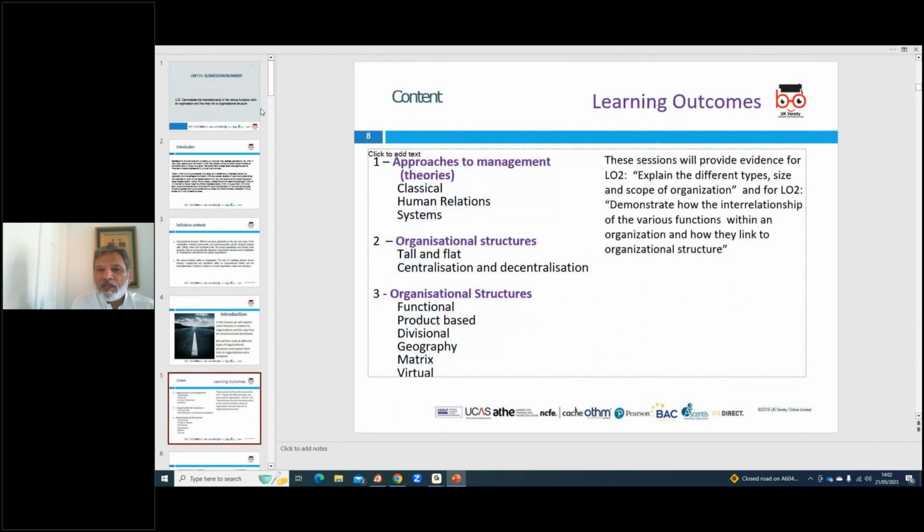First of all, we need to look at the different structures. Before we look at the different structures, we need to look at the approaches to management theories, which are divided into classical, human, and systems relations theories. Okay. Then we will look at the organizational structures, and then we will look at their interrelationship into different functions. Okay. This is the lecture's content today.